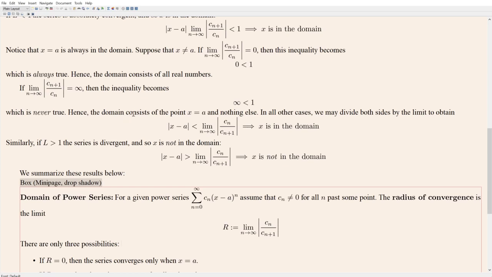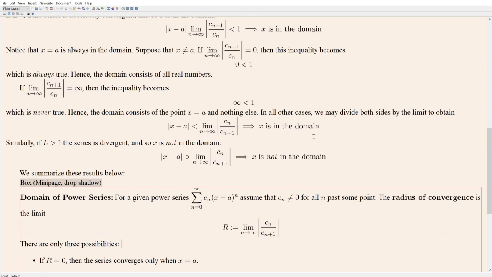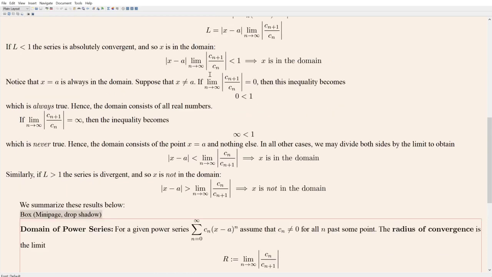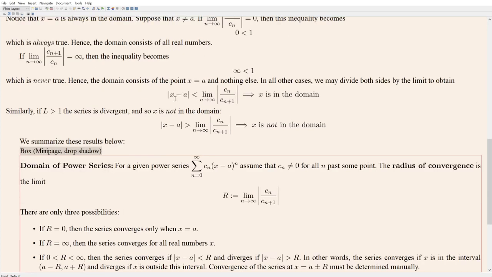So what if this limit is neither 0 nor infinity? So what if this limit is just some number? Well then, we can divide both sides by that limit to get absolute value x minus a is less than that. So notice the difference. Instead of c sub n plus 1 over c sub n, it is now c sub n over c sub n plus 1. The fraction flipped upside down. That's because I took the reciprocal. So, if x satisfies this inequality, then that means x is in the domain.